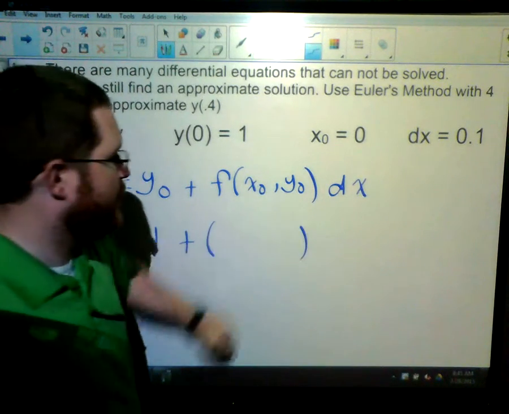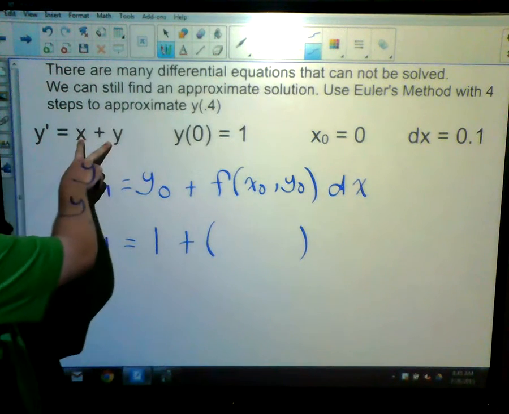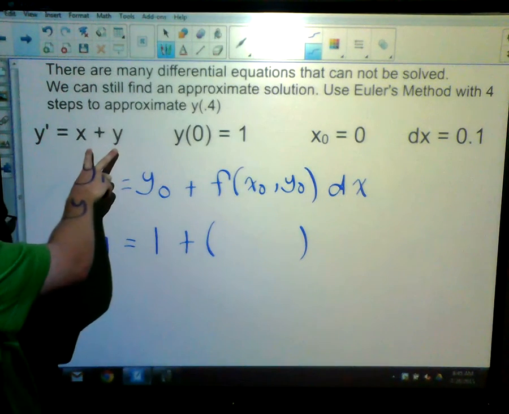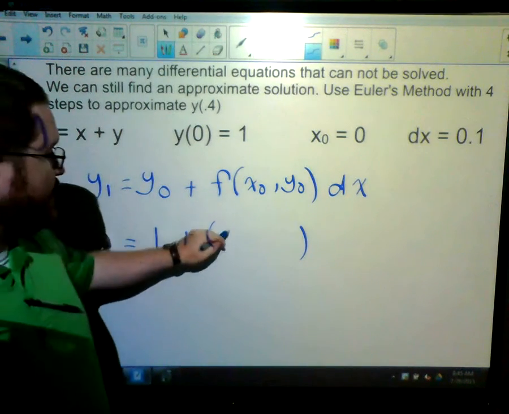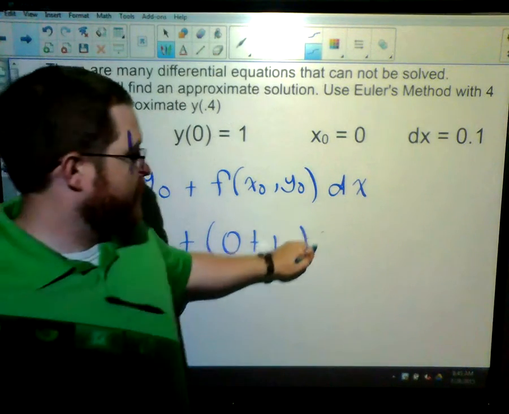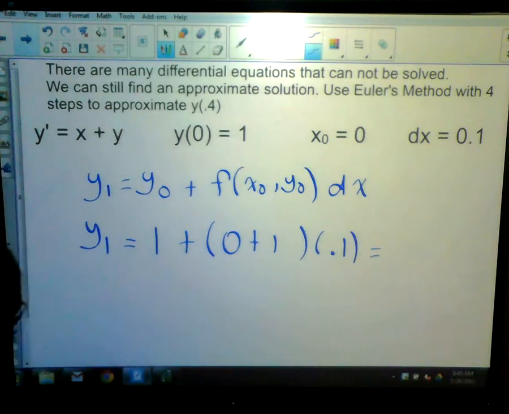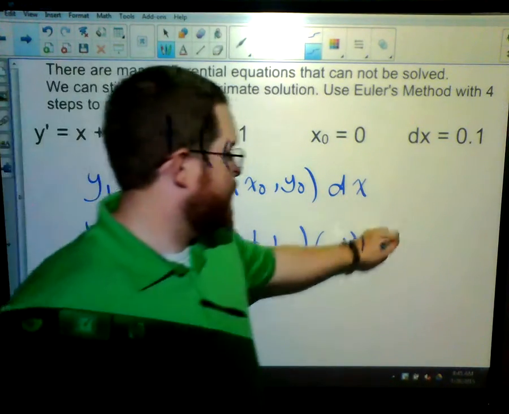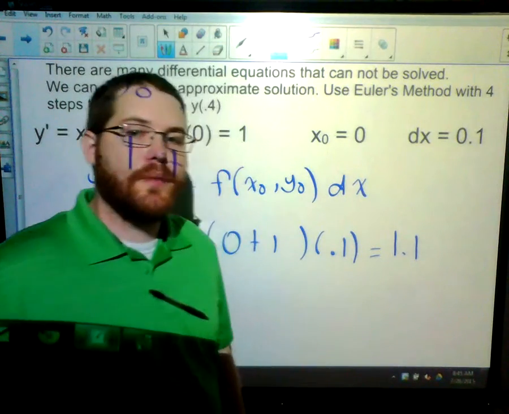Plus, this means take the point that you have and plug it into the derivative. I gave you a really easy derivative in this problem, so this one's really easy. Plug in 0, you get 0. Plug in 1, you get 1. 0 plus 1. And dx is 0.1. Now, if you plug all that in the calculator, you get 1.1. So that's the first step of Euler's method.